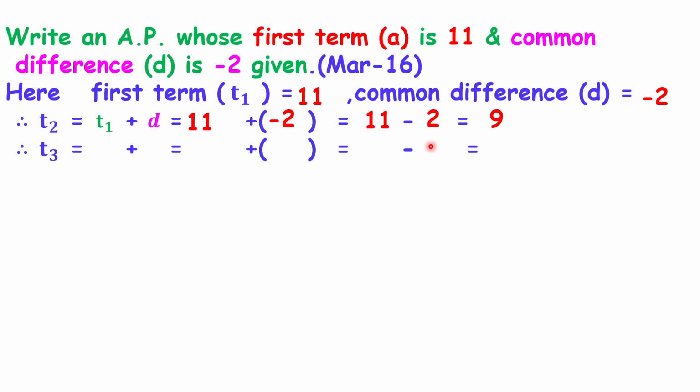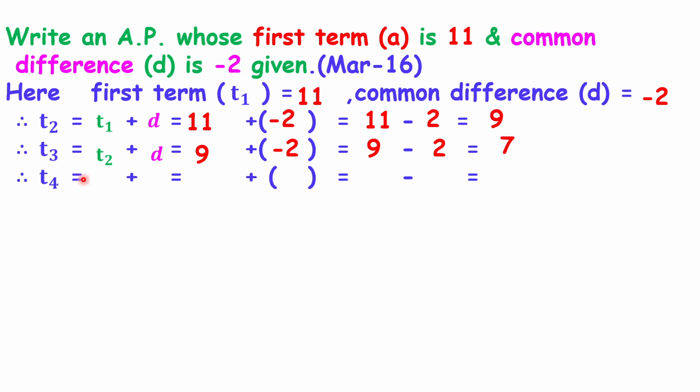How do we find T3? We add the common difference D to the second term. We found the second term is 9. Therefore, T3 is equal to the second term T2 plus common difference D. Here T2 is 9 plus, in brackets, common difference D is negative 2. Now plus into minus 2. Therefore 9 minus 2. 9 minus 2 is equal to 7.